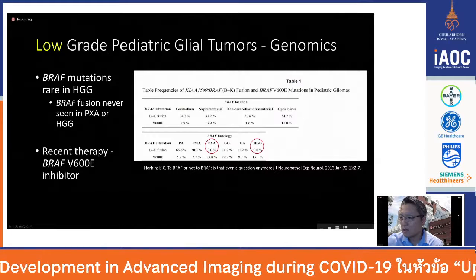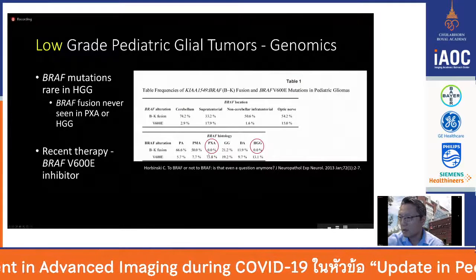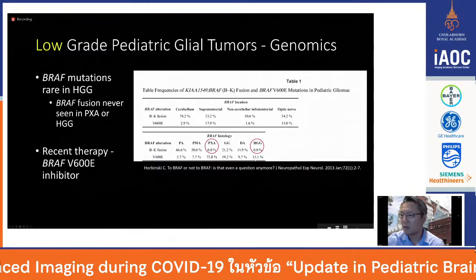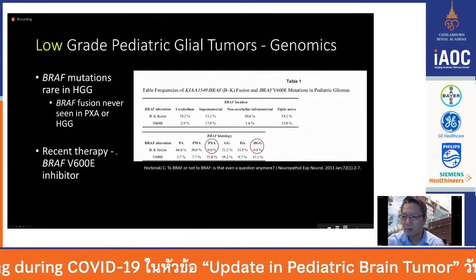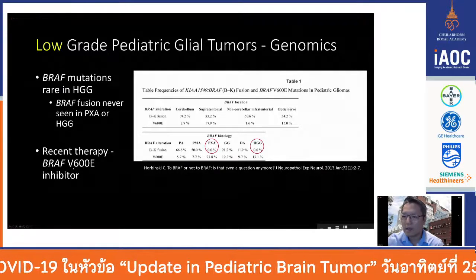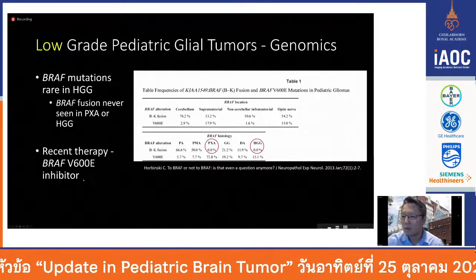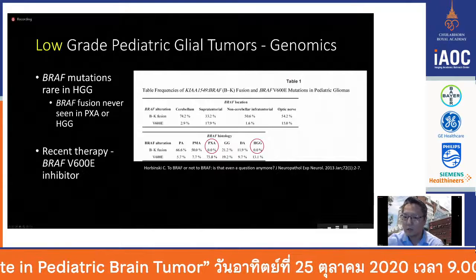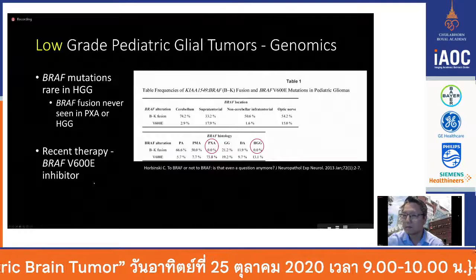The V600E, again, is probably going to be low-grade and most likely a PXA, but there's a small percentage that can be high-grade glial tumors for the V600E. Also, not just for diagnosis, but there are BRAF V600E inhibitors, drugs that have been developed that act against that. And so it's actually pretty important for our oncology friends when they're dealing with this type of tumor with this V600E mutation, that they can actually use chemotherapy that targets this mutation.